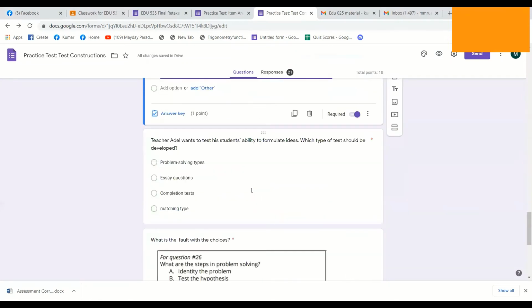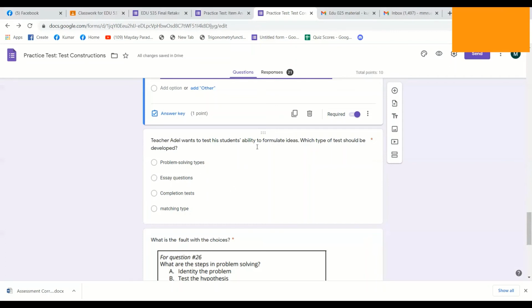It says here, Teacher Adele wants to test his students' ability to formulate ideas. Which type of test should he develop? Problem-solving type, essay questions, comprehension type, matching type. Okay, so C and D here are not really good for formulating ideas because they are good only for low-level thinking skills, factual knowledge. It could be either problem-solving type or essay type.